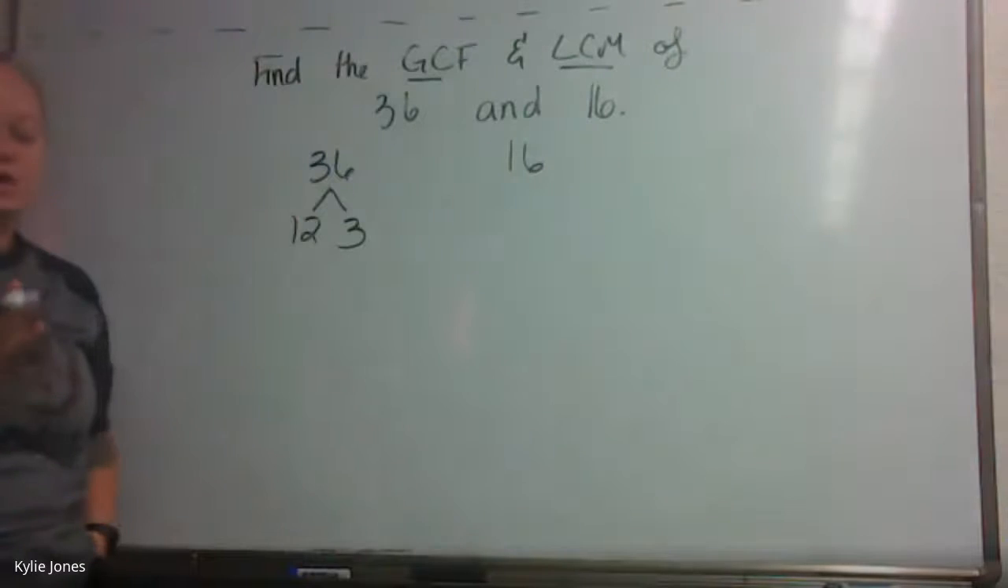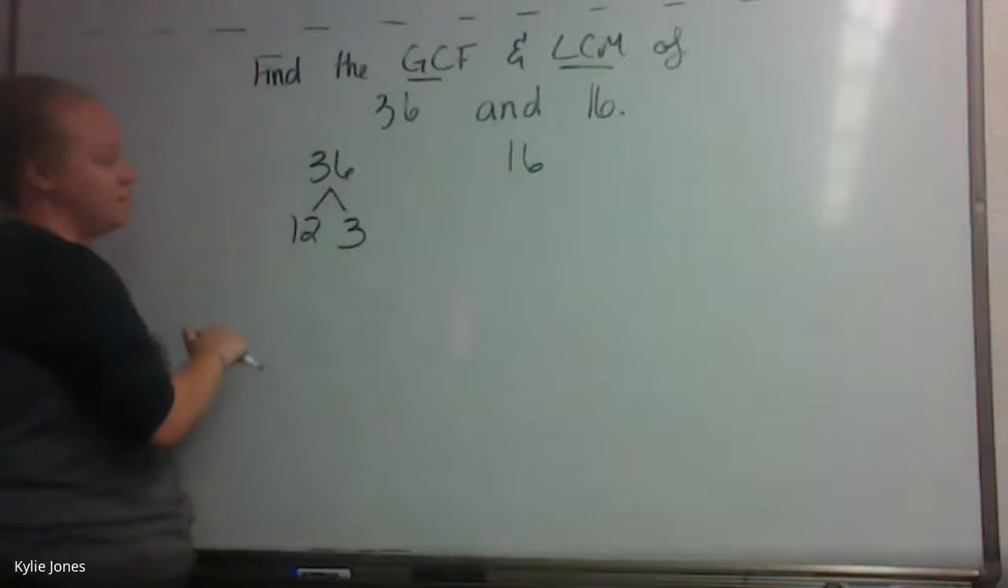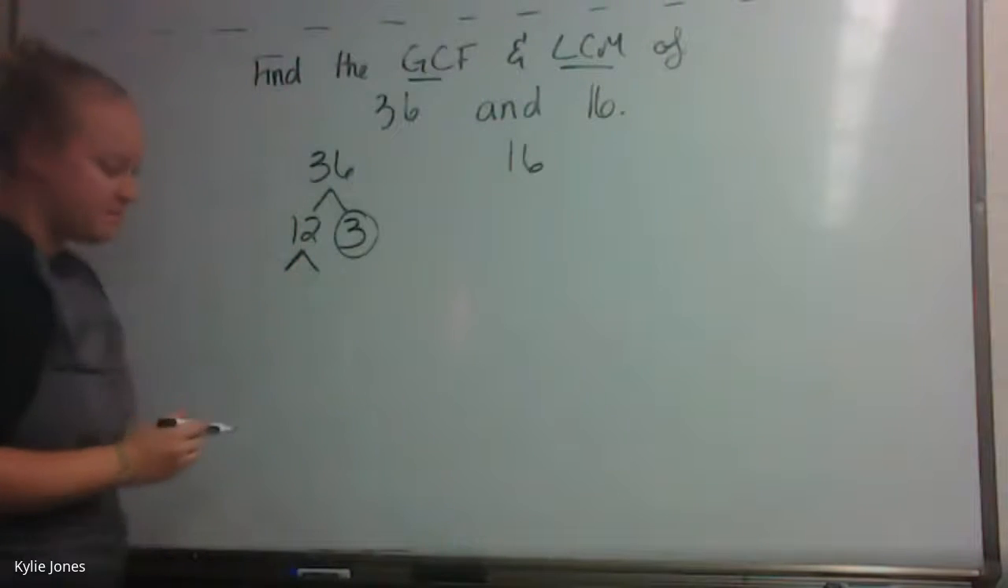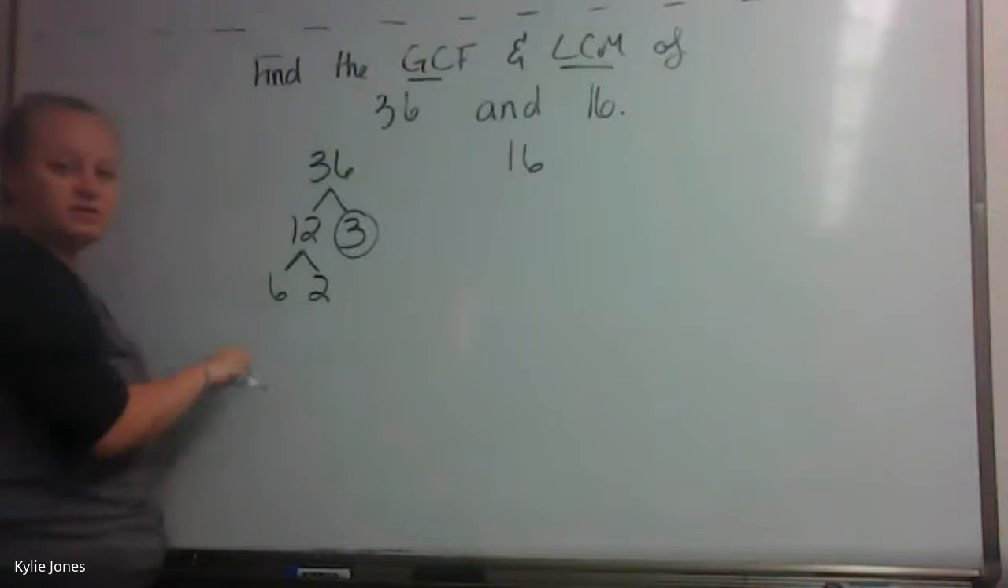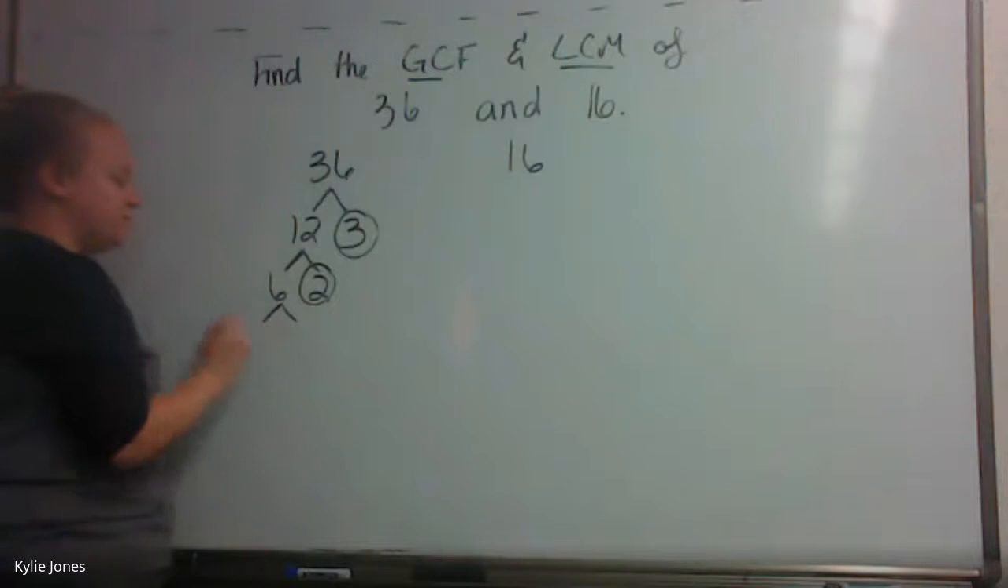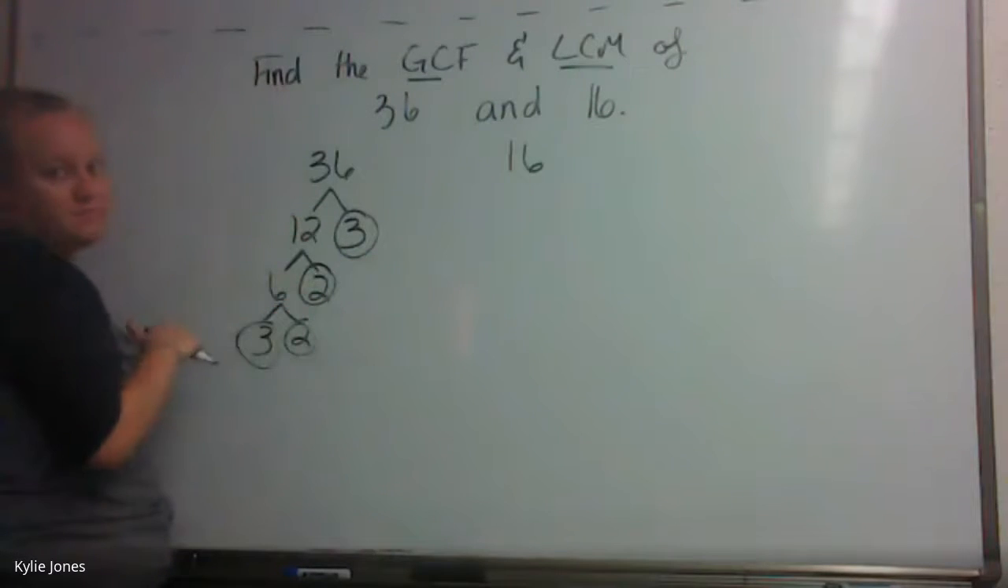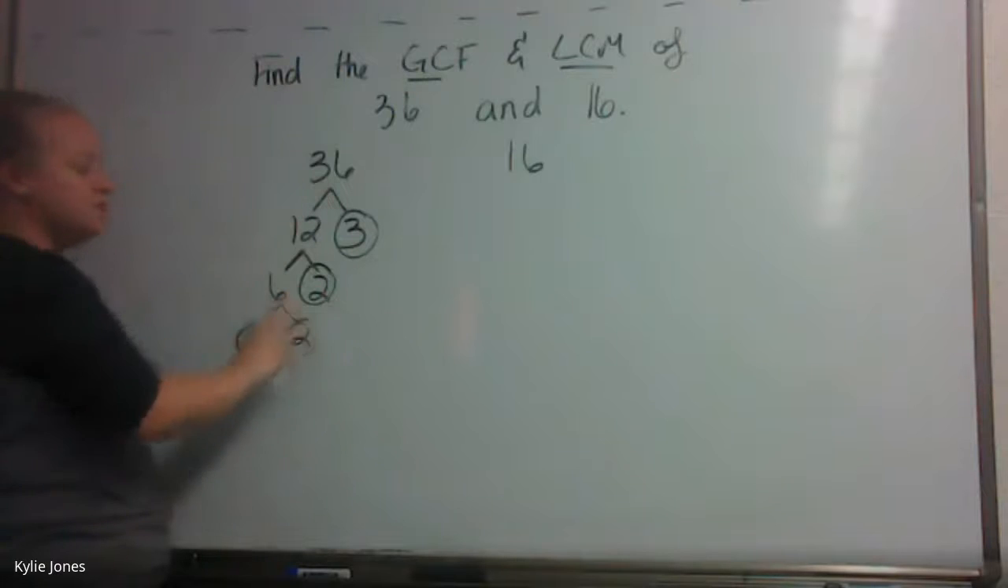And then we circle our prime numbers. Which one is prime? The 3. Good. Now what goes into 12? 2 and 6. Can I circle either because they're prime? You can circle 2. Good. Circle the 2. Now we do the 6. What goes into 6? 2 and 3. And we know we can circle both because we've already done that. Good. So we'll just leave that there for now.